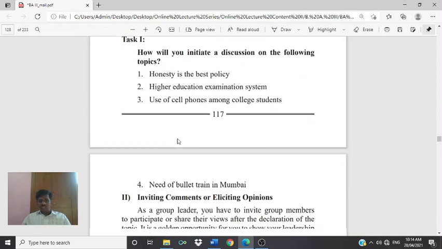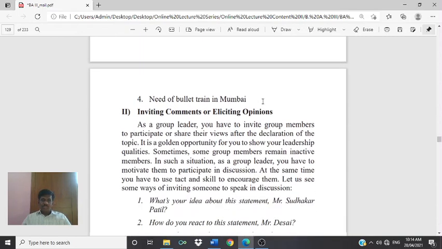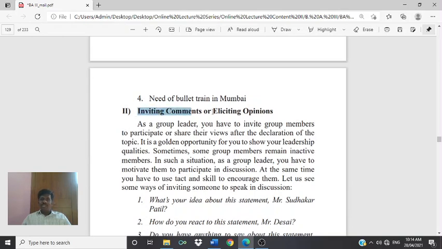Then we also discussed the task of inviting comments or eliciting opinions. As I told you in the last session also, this is not a debate. This is not a one-to-one debate, but a group discussion where a group of people are expected to participate and try to come to a proper, considerable, valid conclusion. And therefore this is important.